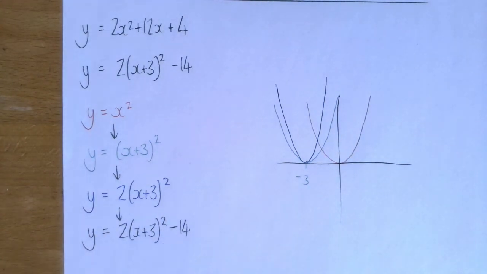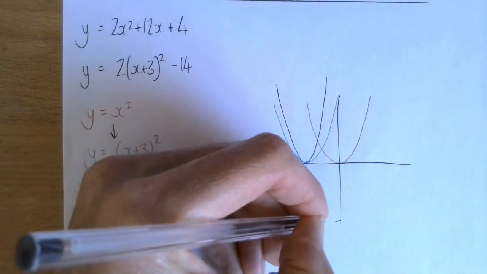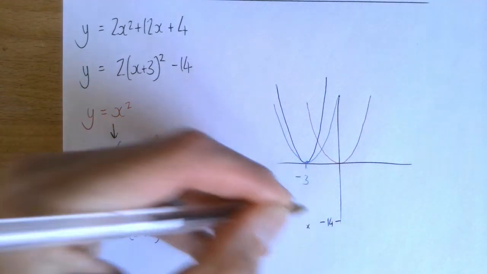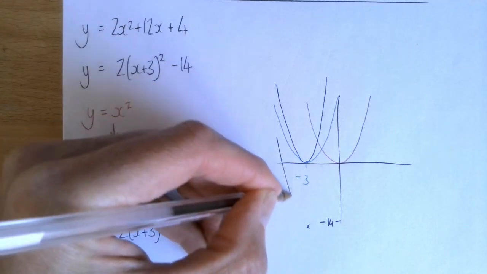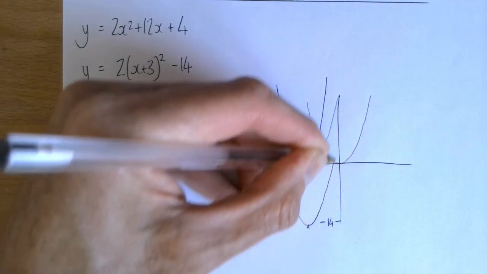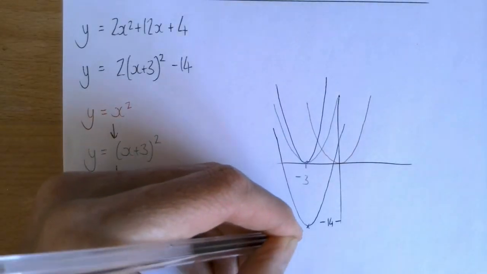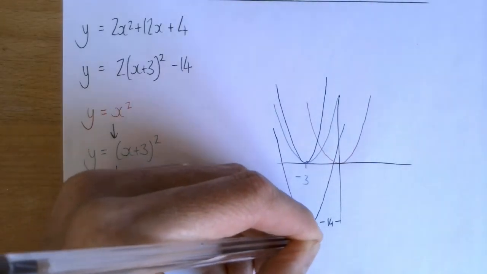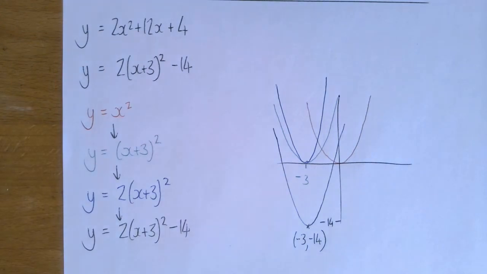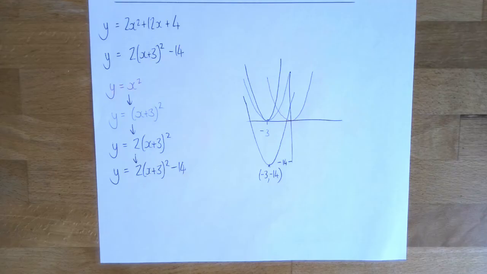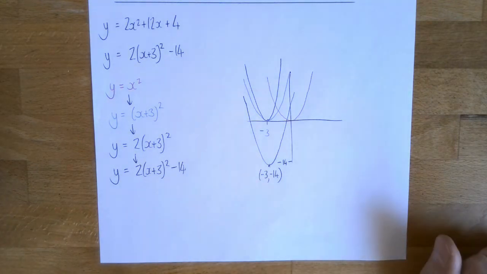And then the last step is we take away 14 from the whole function. Again, very much not to scale here. So that means the function looks something like that. And the key thing for me is the location of the turning point is that. Now that's all very well, but you might think, well, actually, I'm not convinced you've got that right. I'm not convinced this is where the turning point is.